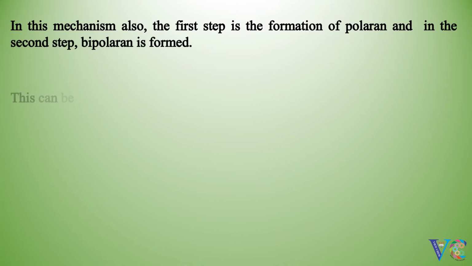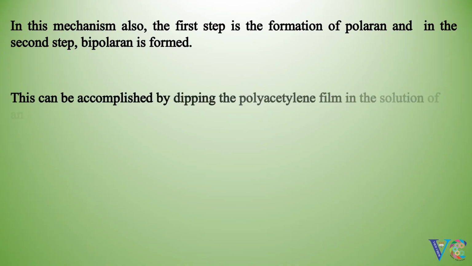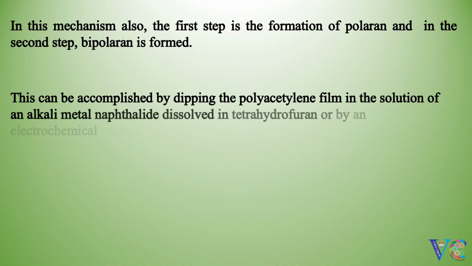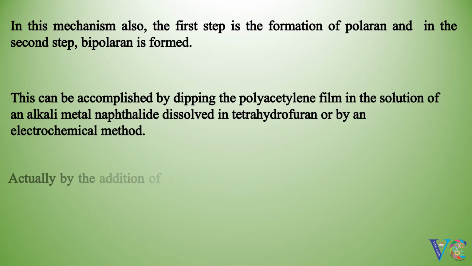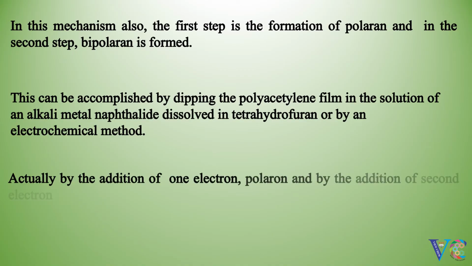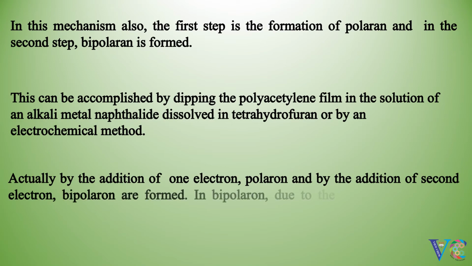This can be accomplished by dipping the polyacetylene film in the solution of an alkali metal naphthalide, dissolved in tetrahydrofuran, or by an electrochemical method. Actually, by the addition of one electron, polarin, and by the addition of a second electron, bipolarin, are formed. In bipolarin, due to the delocalization of the charge, conduction takes place.